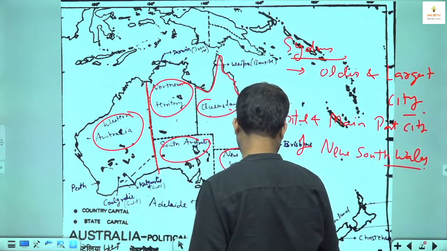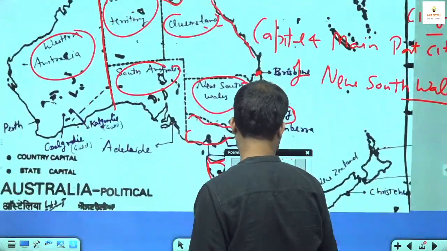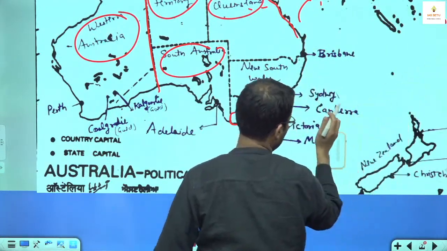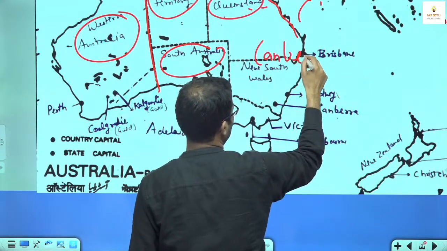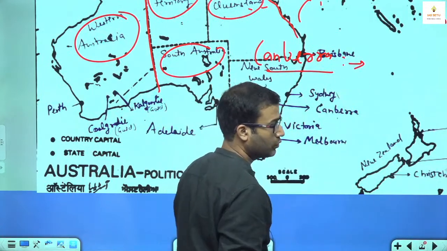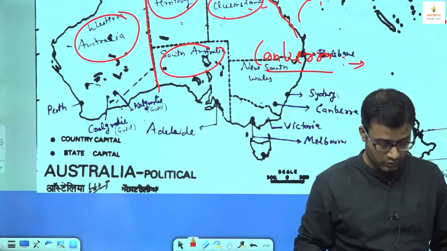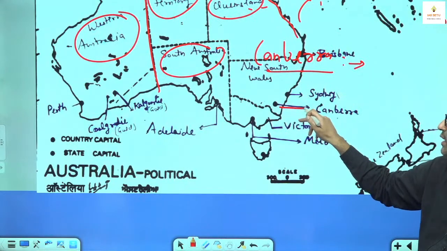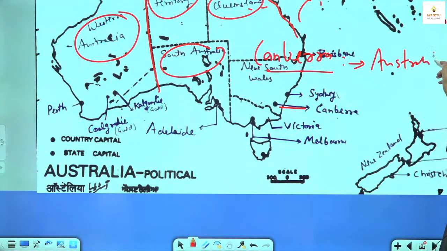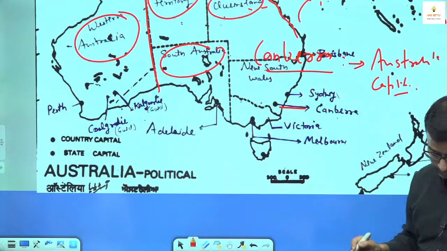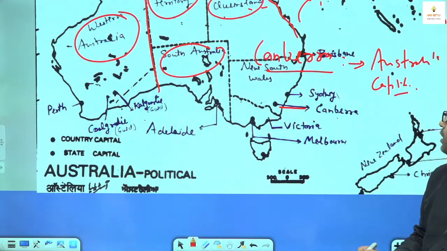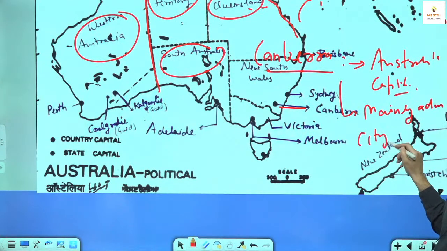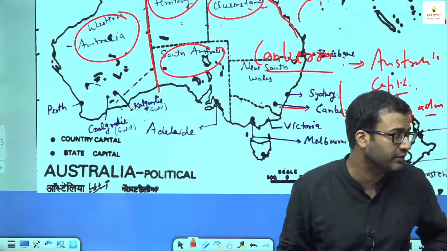After that, we will see Canberra. For Canberra, it is Australia's capital. Meaning Australia as a country, its capital is Canberra. It is Australia's capital, and it is mainly an administrative city. Mainly an administrative city.